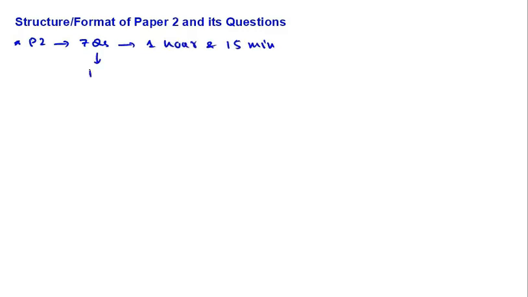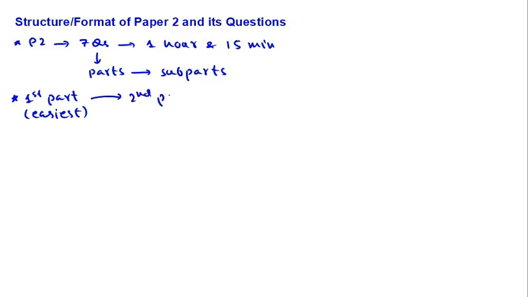Each question has several parts, and some parts even have subparts. Students, the first part in almost all 7 questions of paper 2 is the easiest part, because in this part we are usually asked to define a physical quantity, or to state a law, or to state the meaning of a term used in physics, or to describe a phenomenon, etc. The next part is a little bit more difficult than the first part. Students, in this part, we usually have to use a direct formula to calculate the value of an unknown quantity.